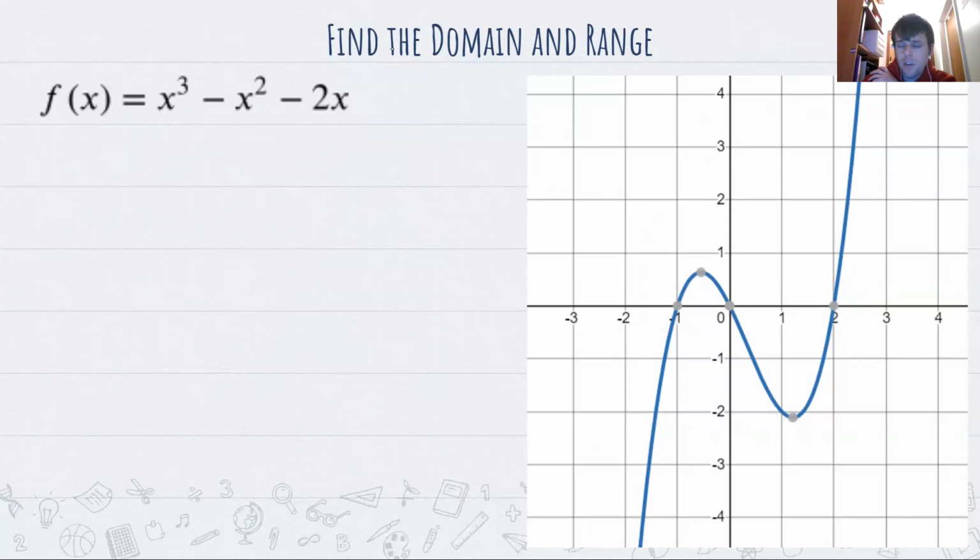Find the domain and range. Okay, so here we go. We have another equation. This looks sort of like a cubic or third degree polynomial. Oh yeah, we can actually see the equation. We're given the equation this time.